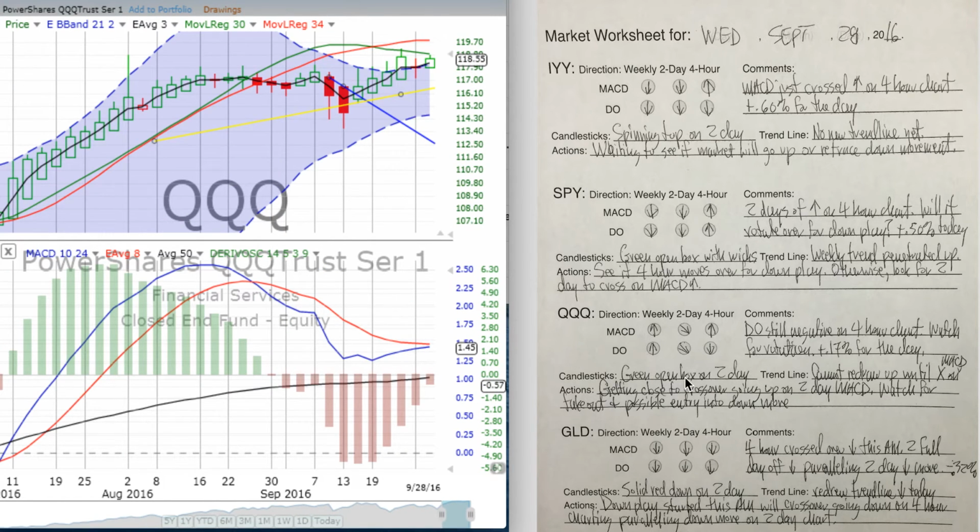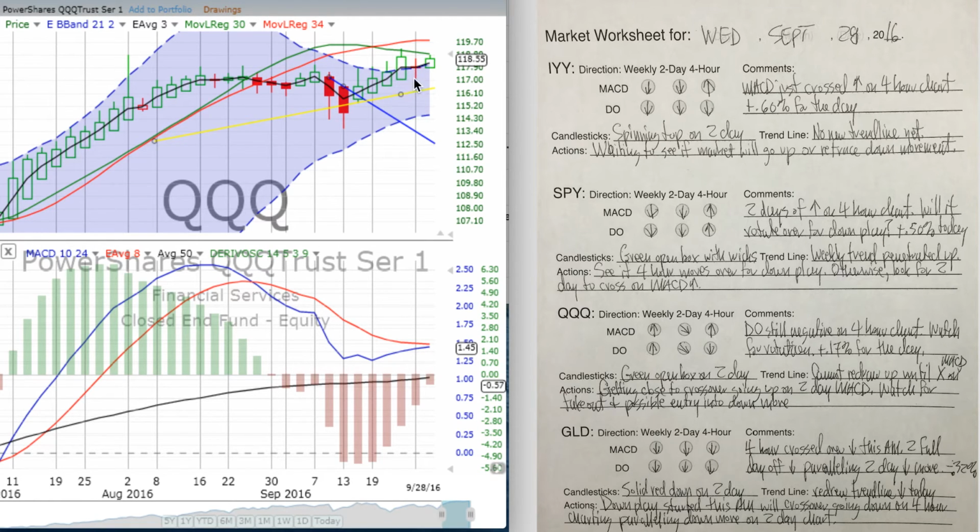What do I have? Green open box 2-day candle. Don't have a down wick there, so that's some pretty strong up movement for the first day of that 2-day candle. Trend line cannot redraw until cross on MACD. So we can't redraw that trend line. We still are in the negative, but the trend's going up.